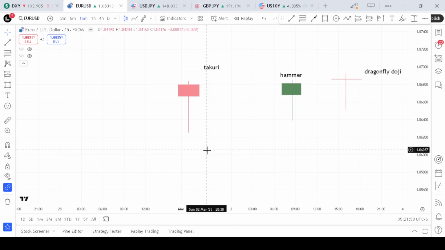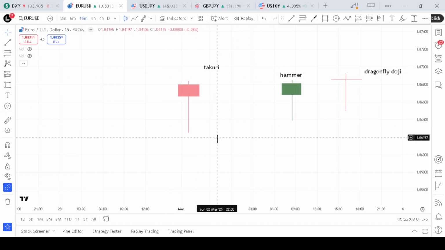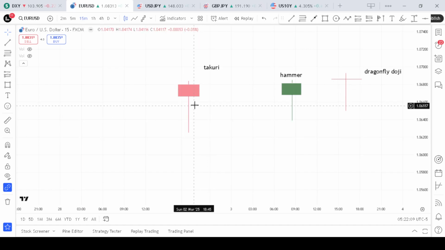Now we start by understanding what the Takuri candlestick pattern is. The Takuri line is a single candlestick pattern that forms during a downtrend. It is characterized by a small body at the top of a candle with little to no upper shadow, and most importantly, an exceptionally long lower shadow that extends downward. This lower shadow typically measures at least 3 times the length of the body, showing a significant price rejection from the lower levels.